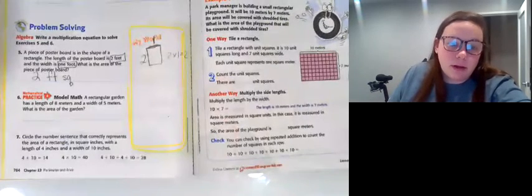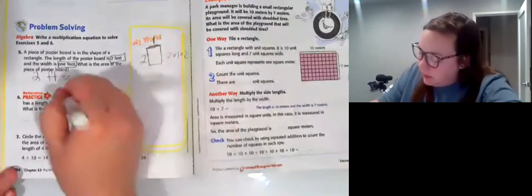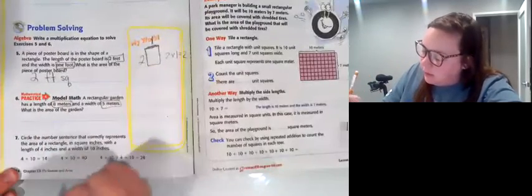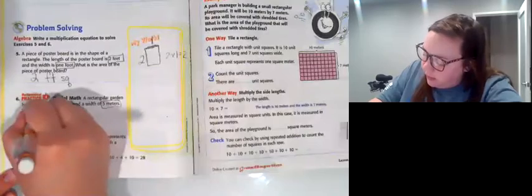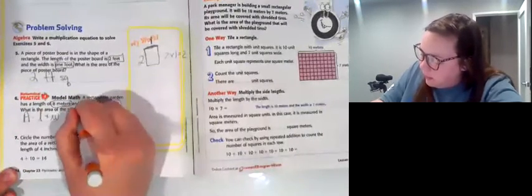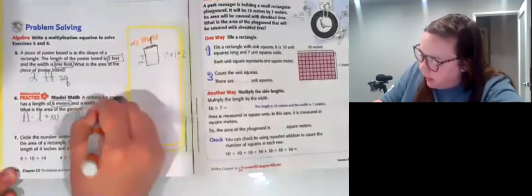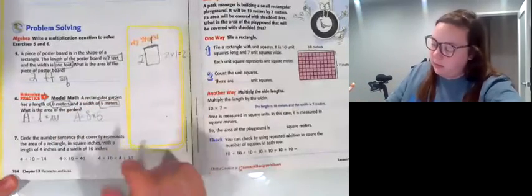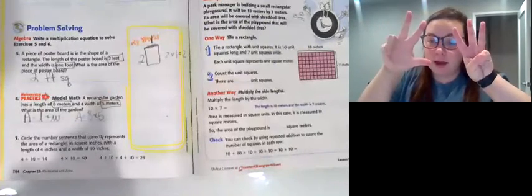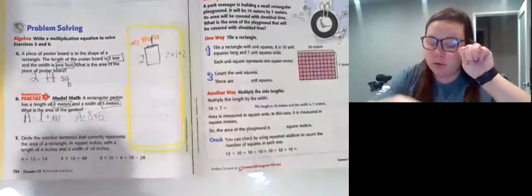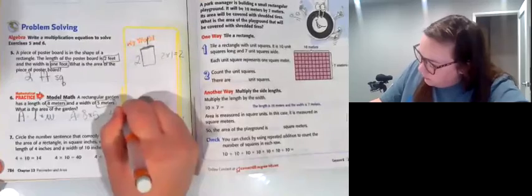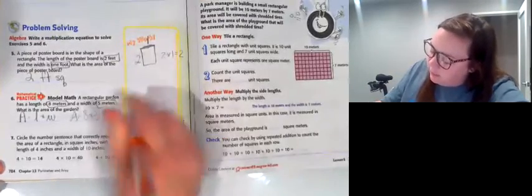All right. A rectangular garden has a length of 8 meters and a width of 5 meters. What is the area of the garden? Well, area, remember, is length times width. So we have area equals 8 times 5. And we can skip count this to find it. 5, 10, 15, 20, 25, 30, 35, 40 square meters or meters square. And the abbreviation of meters is just an M.